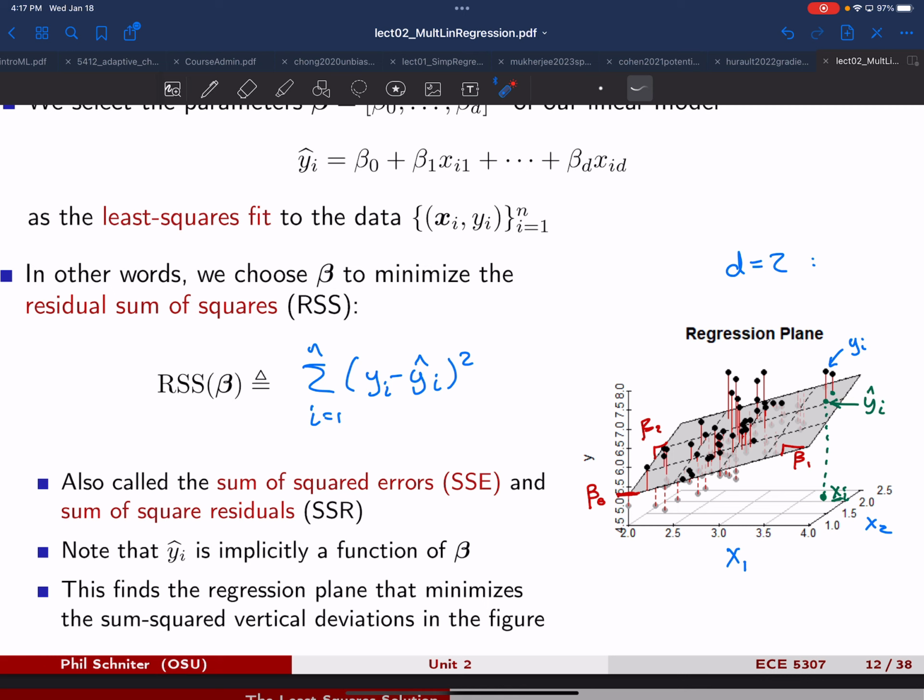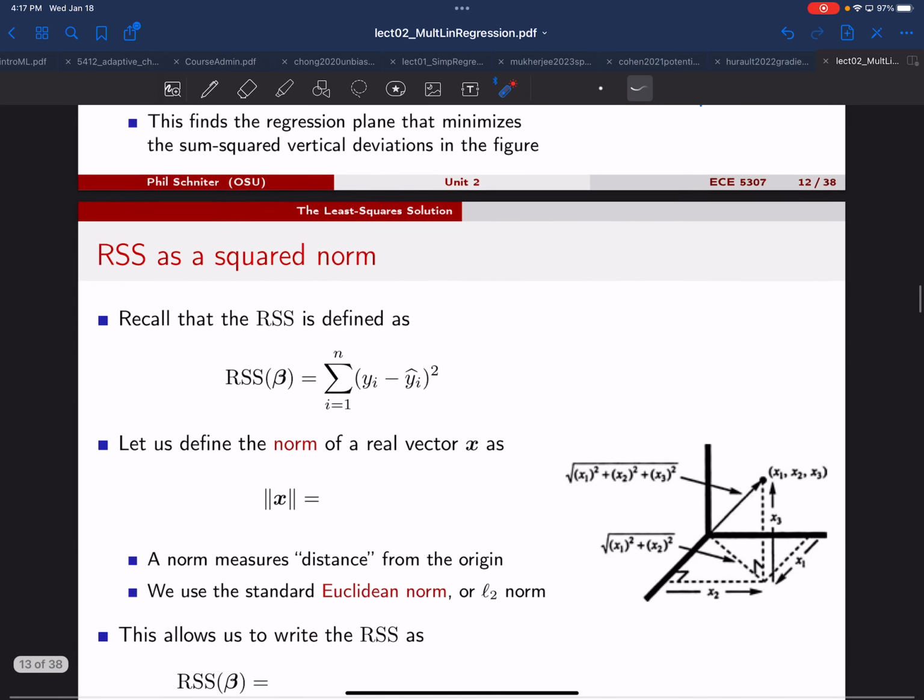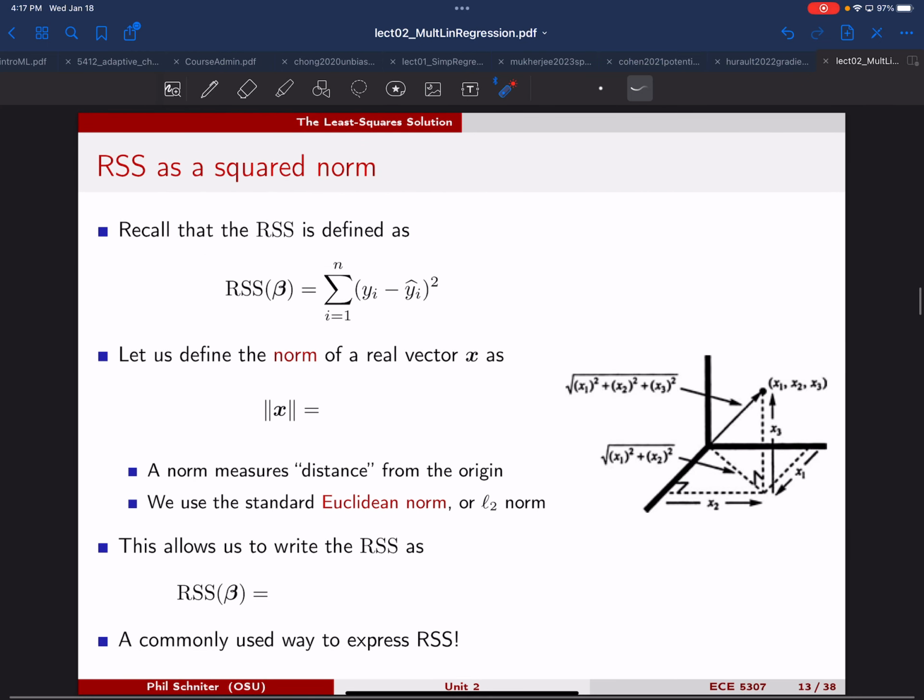Okay, is everybody good with this? All right. So in general, we're going to have more than two coefficients, but geometrically, it's going to be very similar. All the intuition follows. It's just that it's hard to draw an actual figure in more than 3 dimensions. Okay, good. So let's do a little bit more linear algebra that's going to help us solve this problem and set us up for the future.